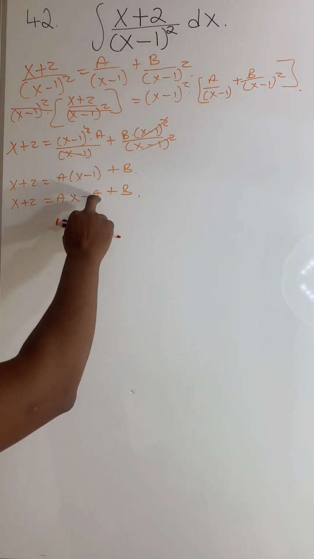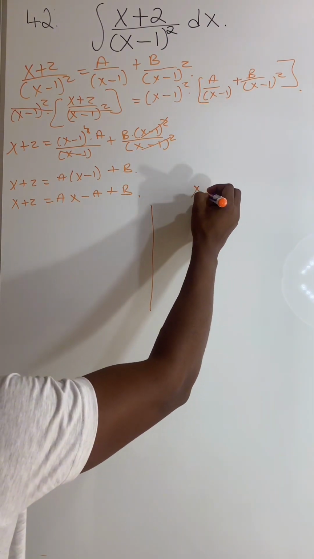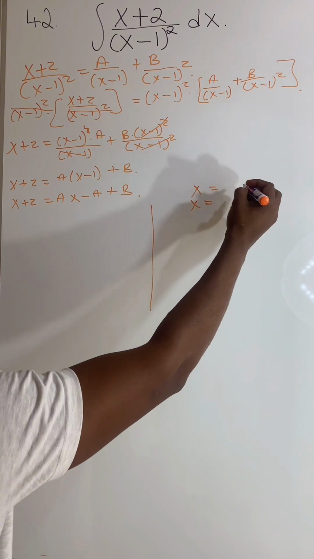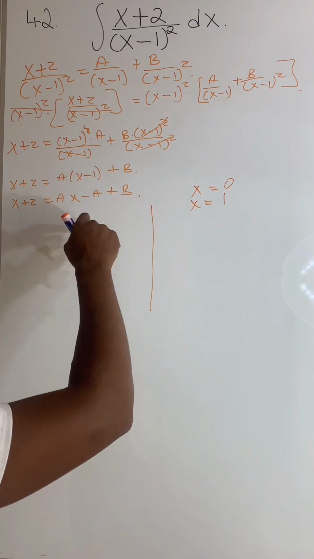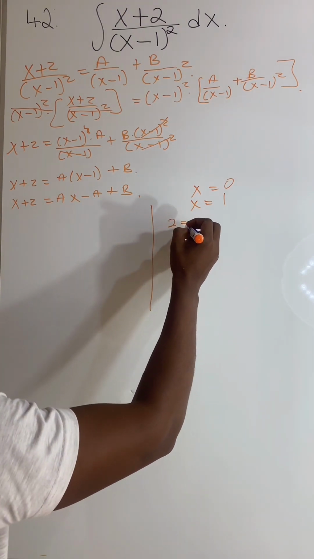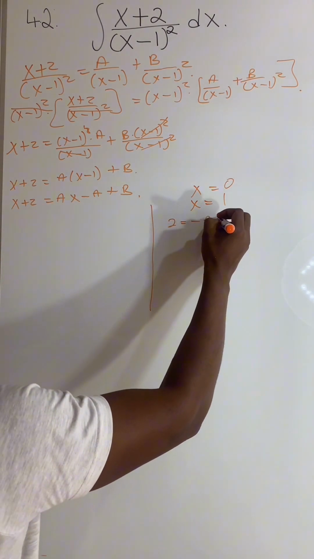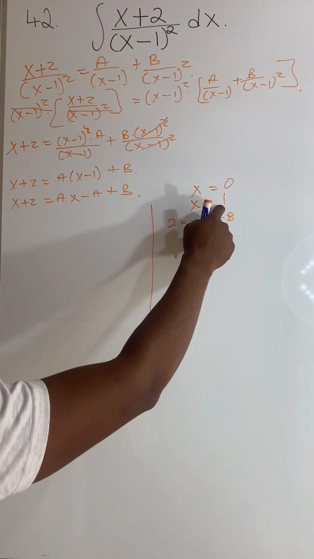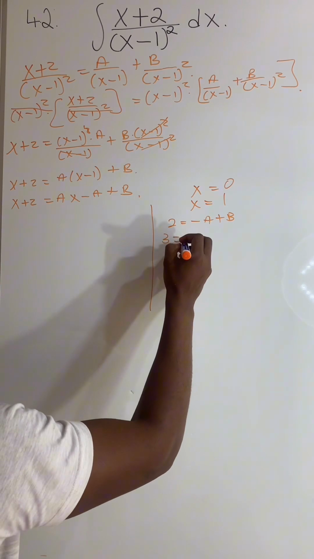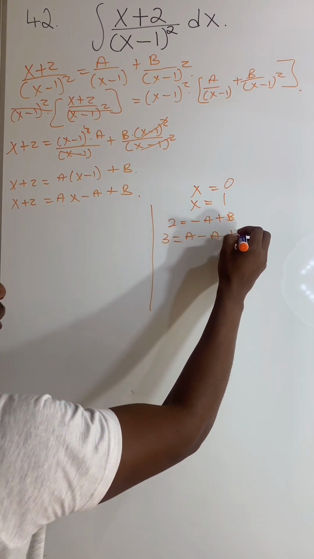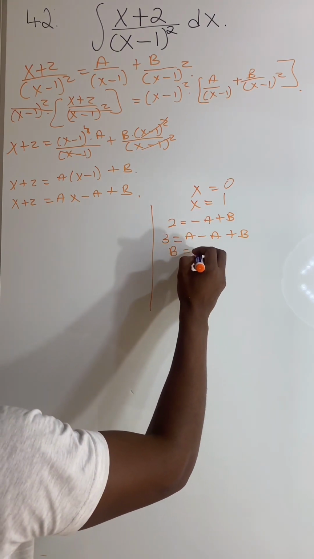There are two methods that you can use to determine the value of a and b. The first method is for us to set x to be any number, but the easiest numbers that we can think of are 0 and 1. So when we substitute 0 in our equation, we get 2 on our left hand side. That's 0 multiplied by that, A will be 0, so we'll be left with minus A plus B, and we substitute x is equal to 1. 1 plus 2 is equal to 3, and A minus A is equal to 0, so our B will be equal to 3.